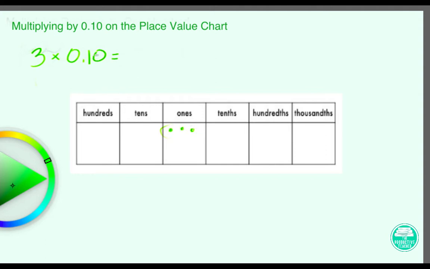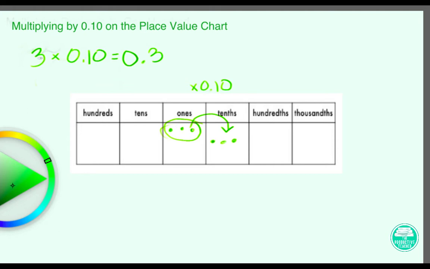Now because I'm multiplying by 1/10, I'm going to move these 3 to the right one place on the place value chart. Remember when we were multiplying by 10, we would move to the left one place on the place value chart. But this is 1/10, which means that the number is getting smaller. Multiplying by 1/10 is the same as dividing by 10. And so we do the same thing on the place value chart. So now I can write it as 3/10, and that's my answer, 3/10.